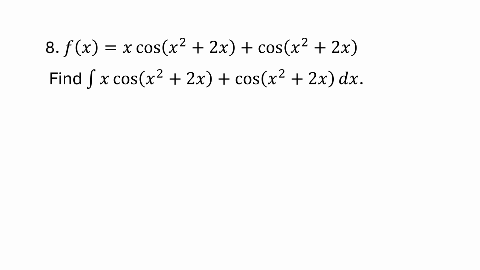Okay, now we have f of x equals x cosine of (x squared plus 2x) plus cosine of (x squared plus 2x). We're going to want to find the integral of x cosine of (x squared plus 2x) plus cosine of (x squared plus 2x) dx. If you want parentheses around the whole, it's okay, but the integral symbol and the dx imply them.